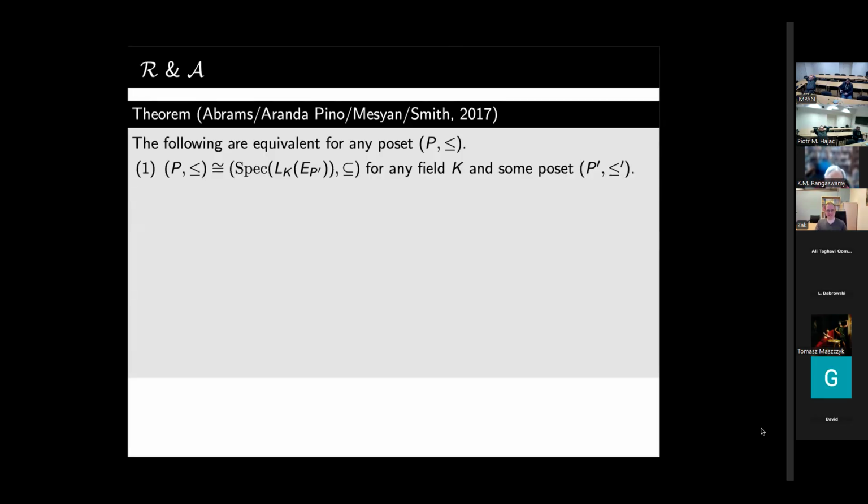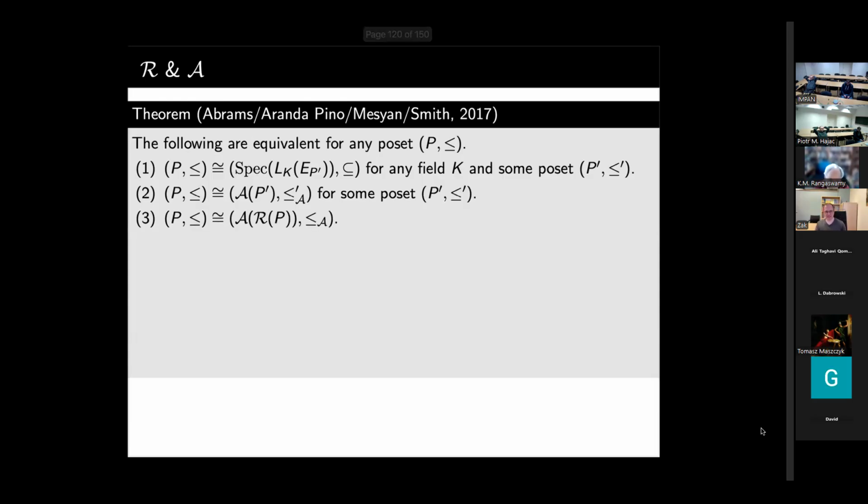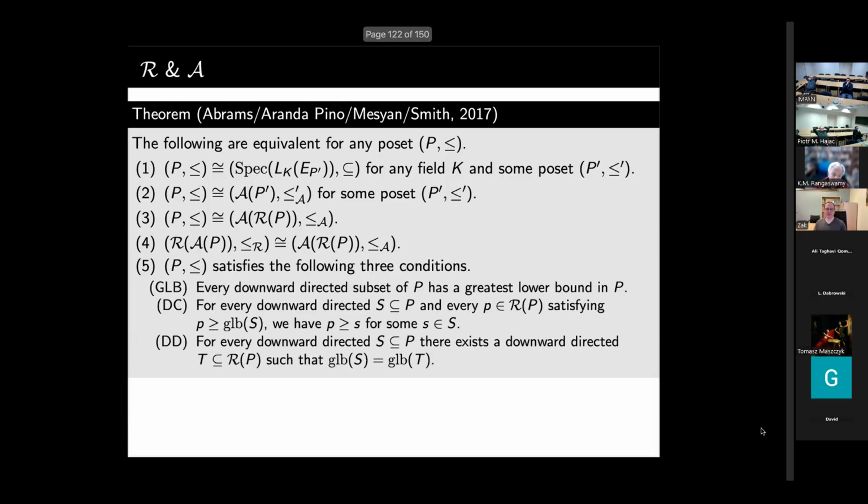But with that in mind, we came up with a few descriptions of the partially ordered sets that can be realized as prime spectra of Leavitt path algebras using our construction. So they're precisely the ones that are A of something. And another way to characterize them is that they are ones where if you do R and then A, you get the same thing back. And another way to characterize them is that they're partially ordered sets on which R and A commute. And then we wrote down a kind of closed description of the partially ordered sets that we can realize using this construction.